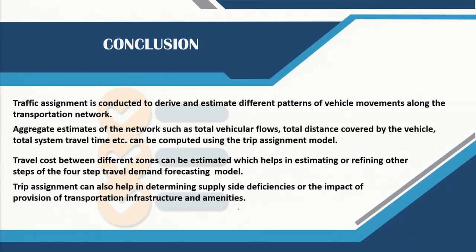Travel costs between different zones can be estimated, which helps in estimating or refining other steps of the 4-step travel demand forecasting model. And finally, trip assignment can also help in determining supply side deficiencies or the impact of provision of transportation infrastructure and amenities. So, when we load a trip onto a network, if it exceeds capacity, we may also determine to provide that excess capacity. Thank you.